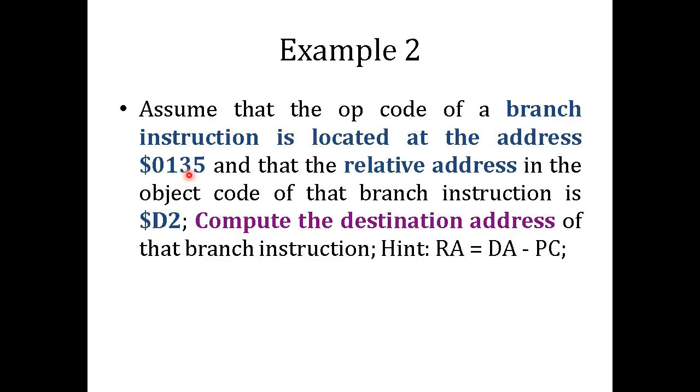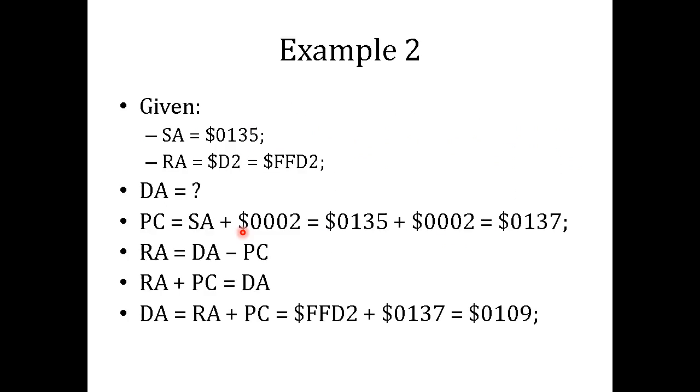Now here, the source address is given to us, right? Which is 0135, that is given. And we are also given the relative address. See, the relative address is given as D2. But this time, since the source and relative address are given, we have to find the destination address. Remember, as I said, we have 3 variables in the question. You'll be given any 2 out of 3, and you have to find the third one.